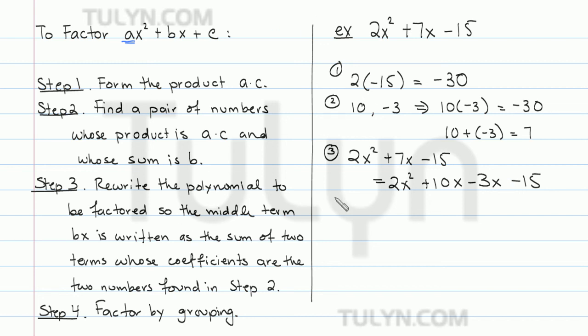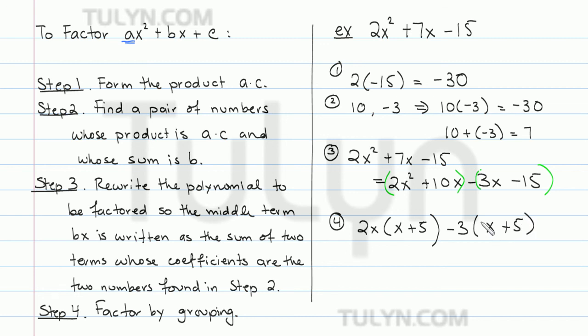And then step 4, we want to factor by grouping. So by factoring by grouping, we want to take the first two terms and then we want to take the last two terms and group them together. So now we want to take each of the groups and we want to factor out the greatest common factor, the GCF. So from the first group, you can actually factor out a 2x. And what's left is an x plus 5. And from the second set of terms, you can actually factor out a negative 3. And what's left is an x plus 5.